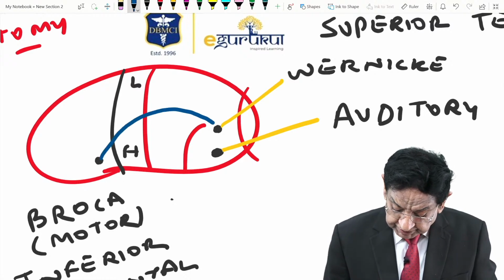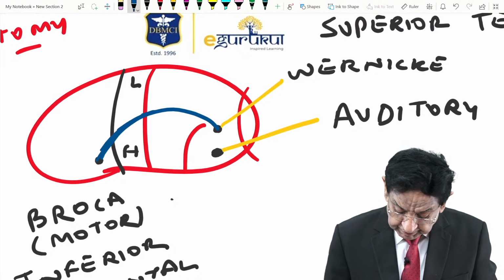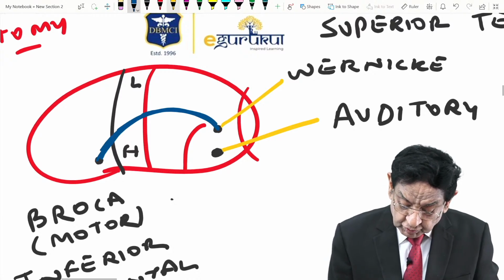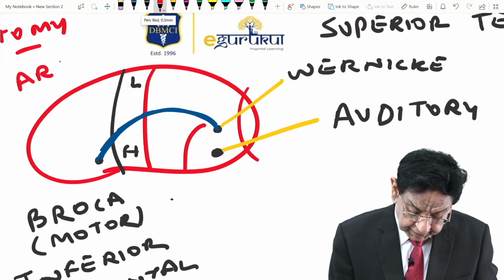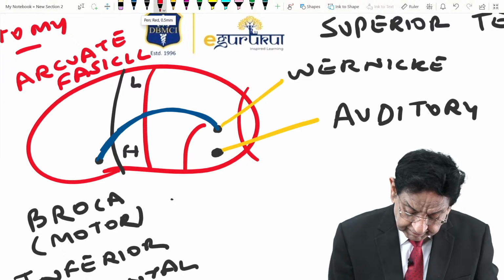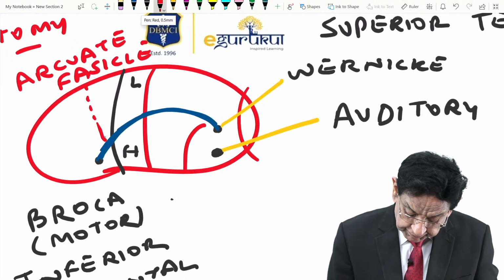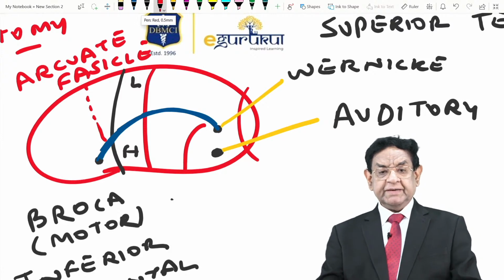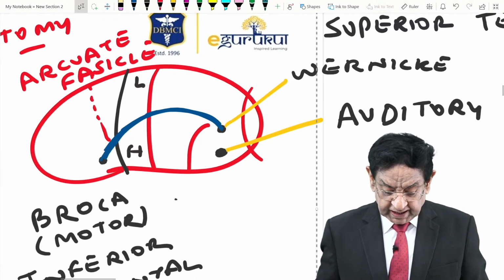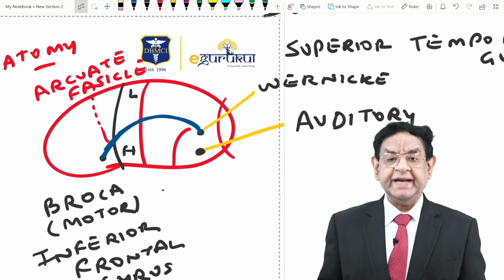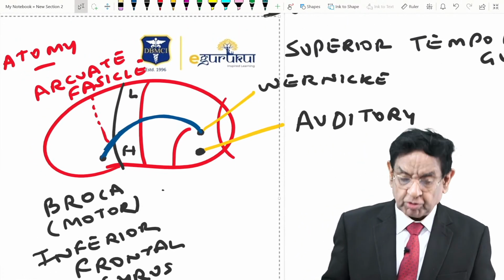This is the anatomy, and these two are attached to each other via the arcuate fasciculus. This blue color. That means Wernicke area and Broca's area are attached to each other via the arcuate fascicle. This is the anatomy. Now let's talk about physiology.